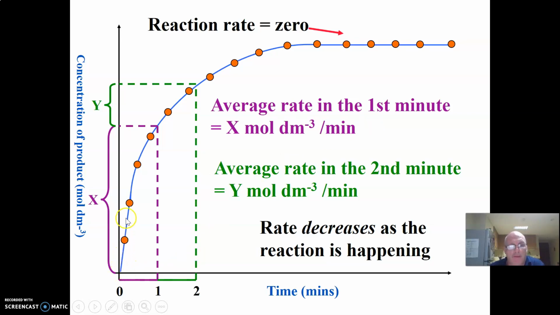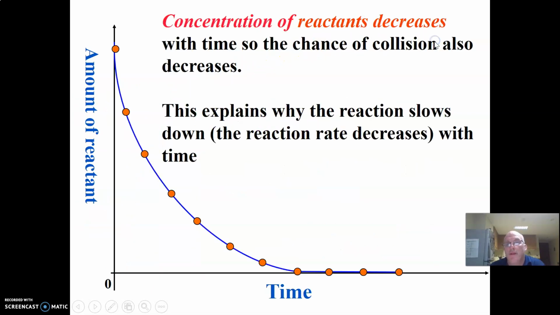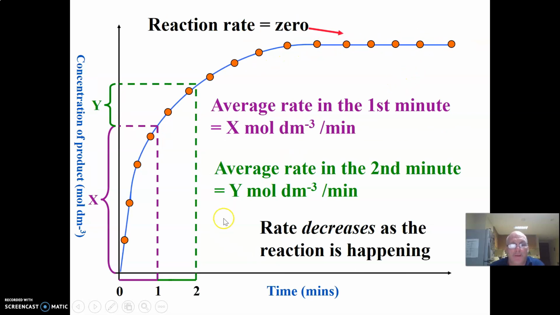You can see that the gradient is getting less steep as time goes on. In other words, the reaction rate is decreasing. And we can see in the first minute here, we produced X amount of product. In the second minute, we produced Y amount of product. So the reaction is getting slower as time goes on. And we say average rate in the first minute because the actual rate is changing in that minute. And in the second minute, the rate is changing. It's actually getting less and less steep. So the reaction rate is decreasing as it happens. Okay?